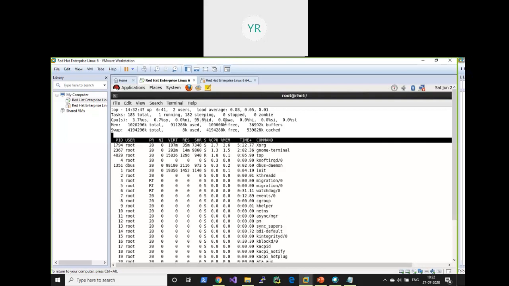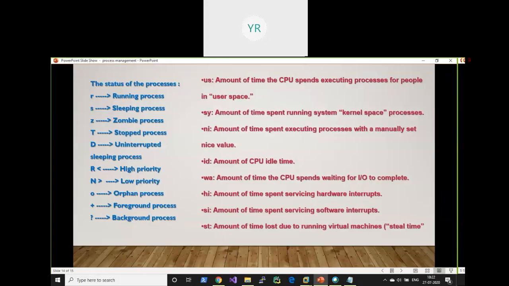So the next field, the fifth field, is wa, percentage of wa. What is that? Wa is waiting average. So what is that waiting average? It is the amount of time the cpu spends waiting for IO to complete. Suppose you want to read or write some data into the disks. Disk means hard drives, storage.